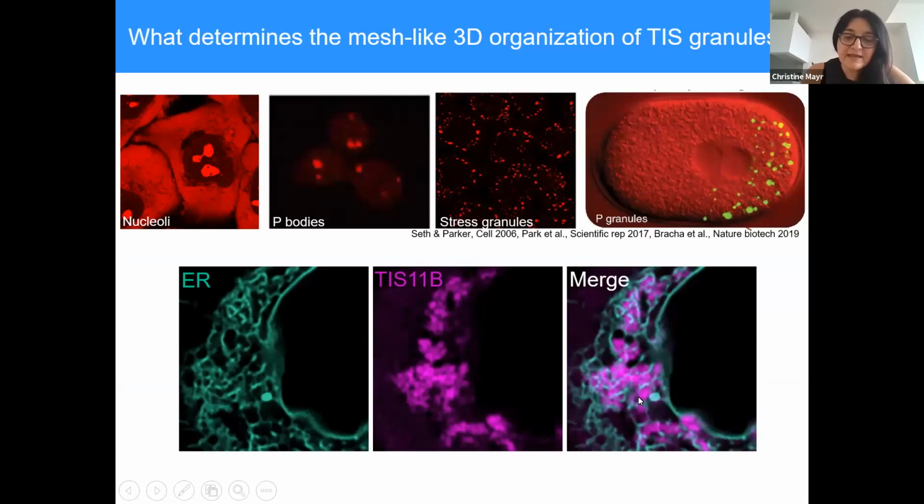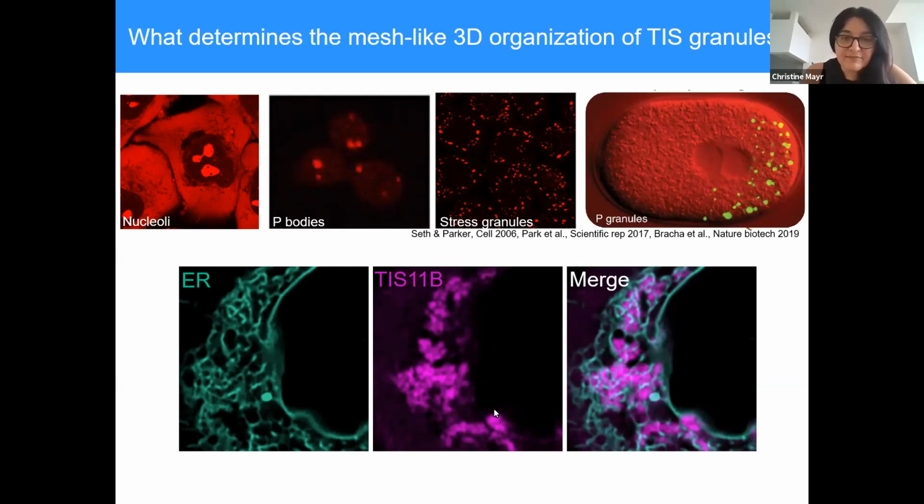And we think that for the trafficking of membrane proteins, it's really important to have that mesh-like morphology, because then it can share a lot of surface area with the ER. And so we think that this morphology actually contributes to the function. Therefore we wanted to know how this mesh-like morphology is generated.